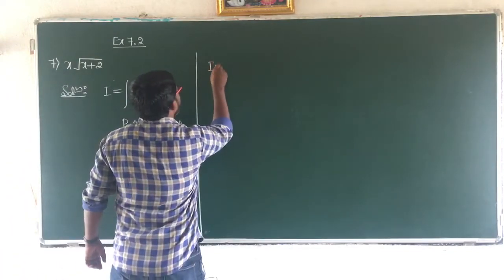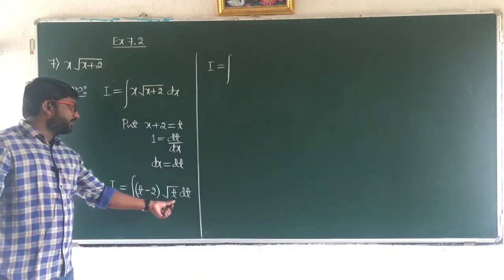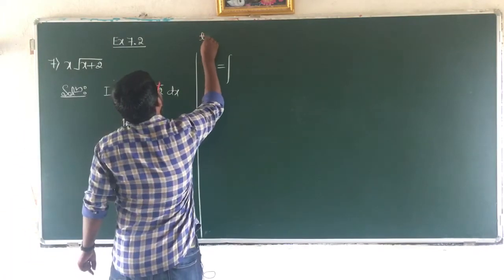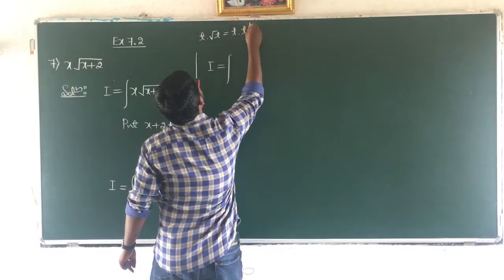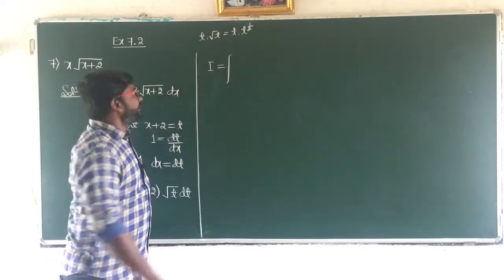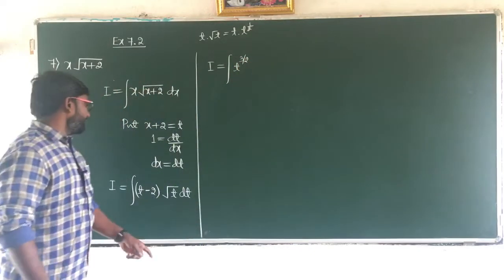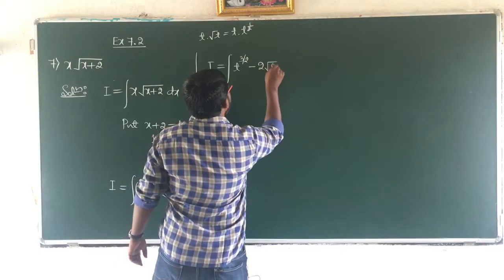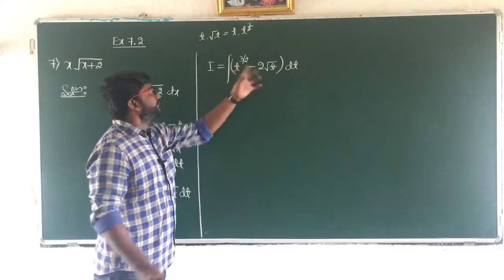So now multiply root t with these two terms. I is equal to the integral of, t into root t will be t raised to 3 by 2. t into root t is equal to t into t raised to 1 by 2. Root t is nothing but t to the power 1 by 2. So now 1 plus 1 by 2 will be 3 by 2. So I write t raised to 3 by 2, then minus 2 times root t dt. Now we can integrate them separately.